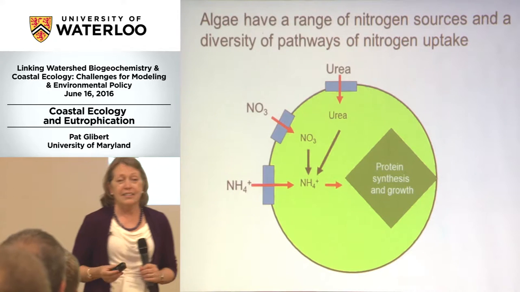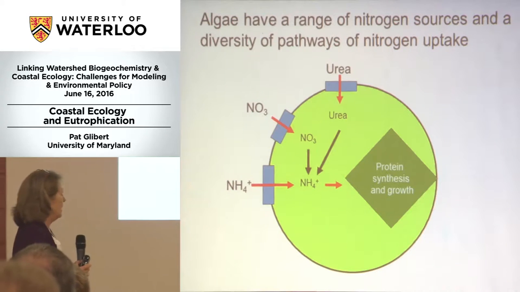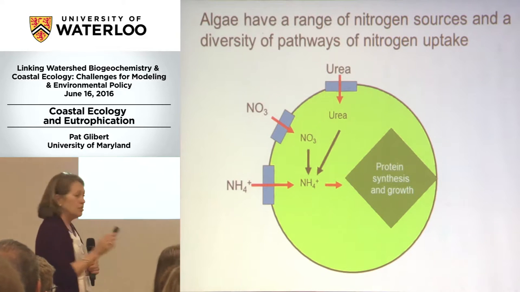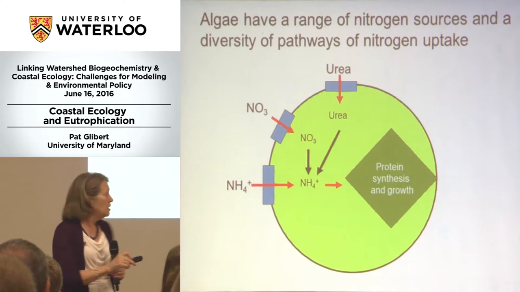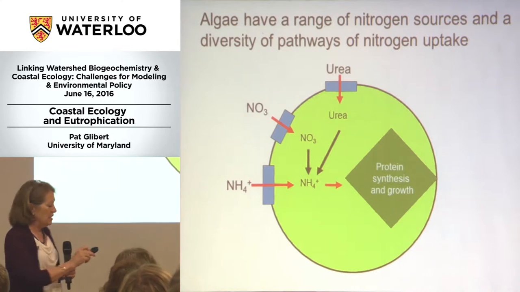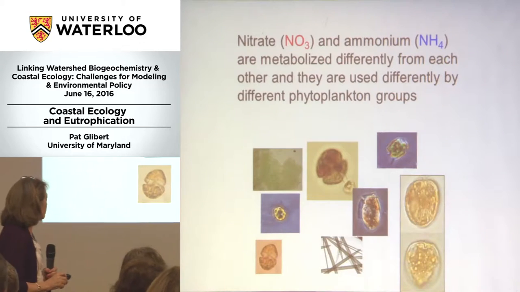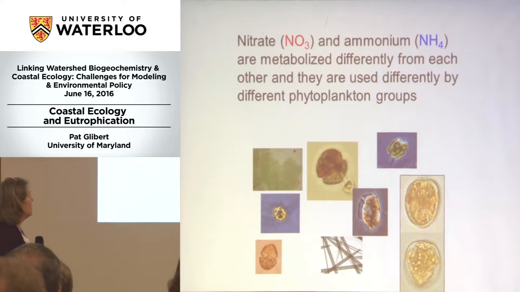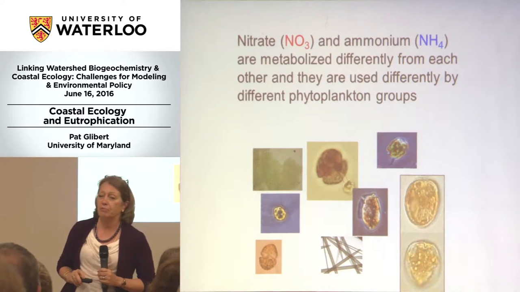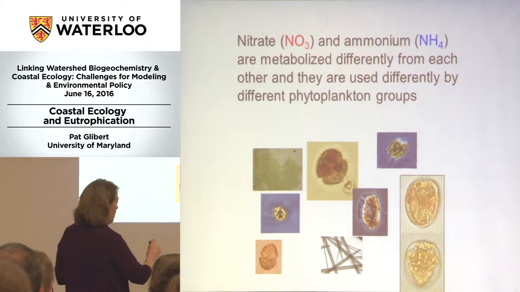We know that algae can take up a range of nutrient forms. If this is a cell, they can take up ammonium, nitrate, urea, many other forms of nitrogen. I want to simplify this discussion here to ammonium versus nitrate as the end members of the oxidized forms of nitrogen relative to the chemically reduced. Nitrate and ammonium are metabolized differently from each other and are used differently by different phytoplankton groups. So the bottom line message is it matters whether we provide one form or the other.